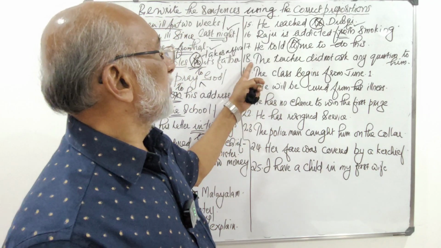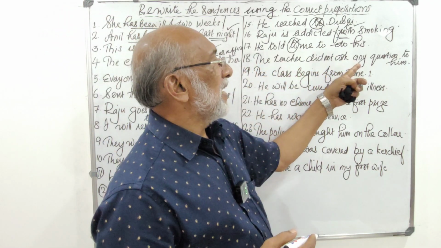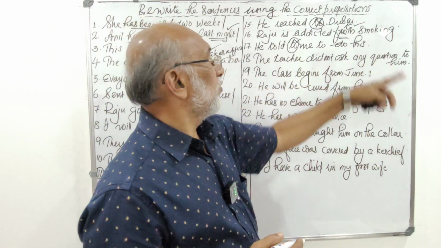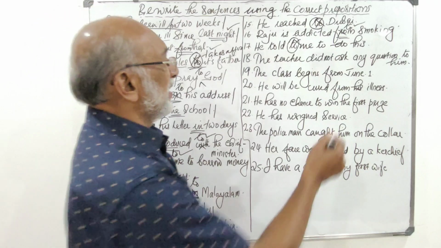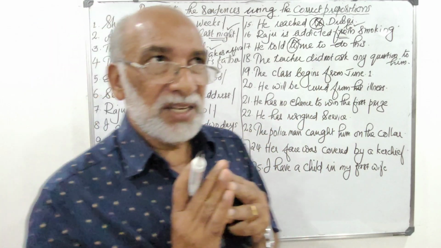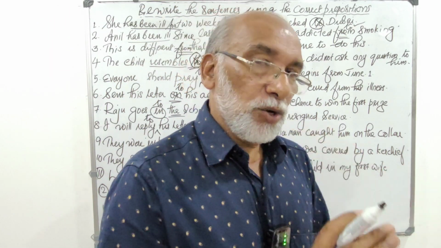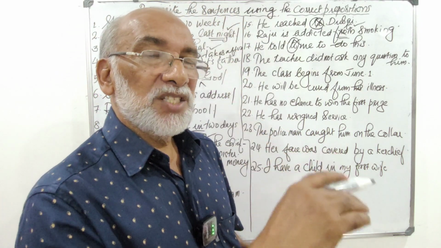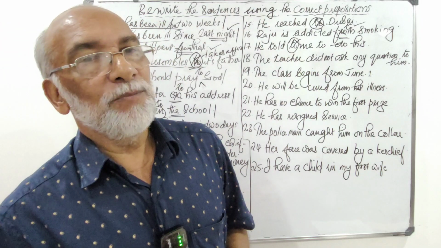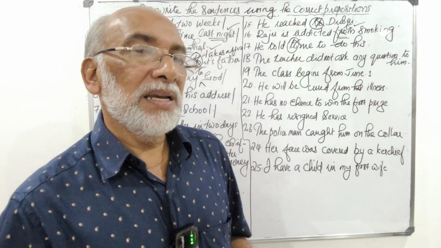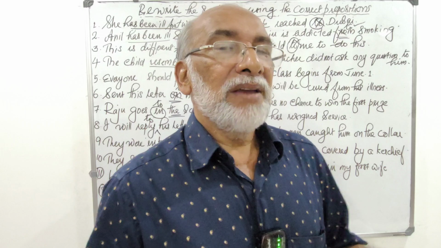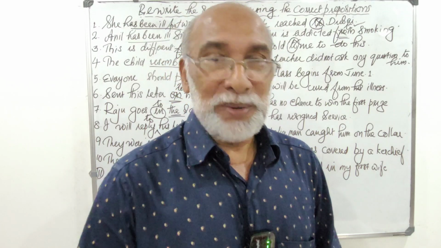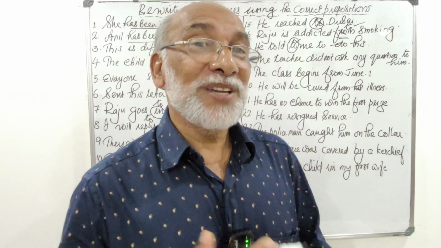Then 18th one. The teacher did not ask any question to him. Actually, when there are two objects, direct object and indirect object, usually the indirect object is used first and then the direct object. My uncle gave me a fountain pen. Not gave a fountain pen to me. Okay, it sounds okay, but that's not the correct.